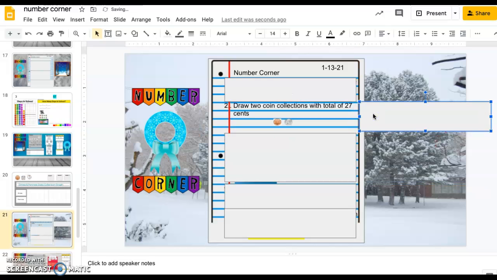Next to number 2, normally we would be working through our coin collections, but on Wednesdays we cannot add to our coin collection. So today you are just going to draw 2 different coin collections for 27 cents. Again, we've learned about the penny, which is 1 cent, the nickel is 5 cents, the dime is 10 cents, and the quarter is 25 cents. So again, draw your 2 coin collections and include an equation to help show that connection. Press pause if you need more time for number 2.